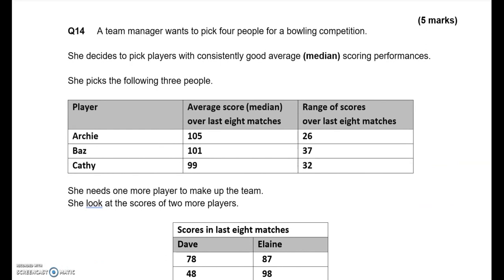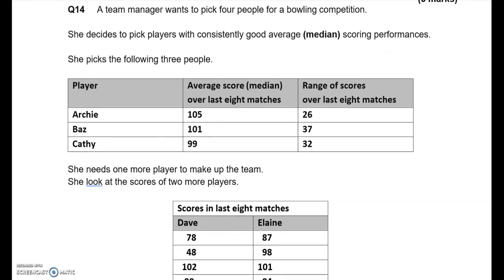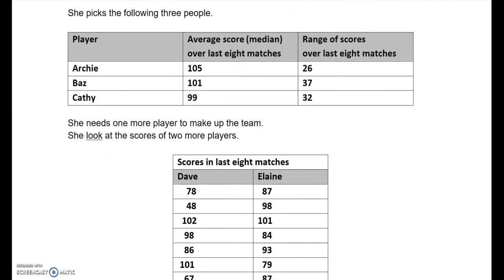A team manager wants to pick 4 people for a bowling competition. She decides to pick players with consistently good average, median scoring performances. She picks the following 3 people. We've got Archie, Baz and Kathy, average scores over the last 8 matches, and the range of scores over the last 8 matches.